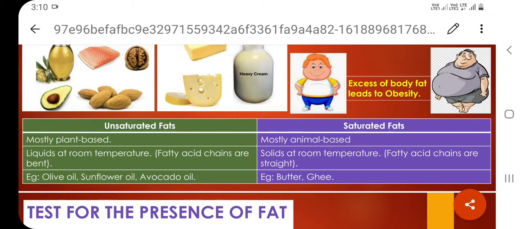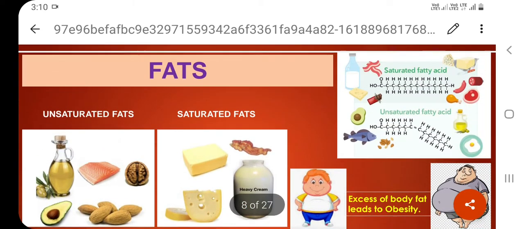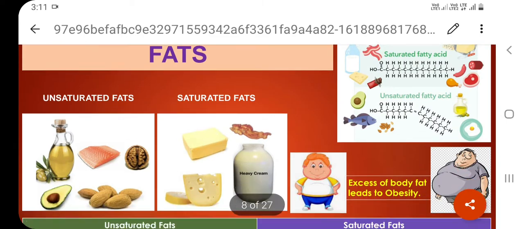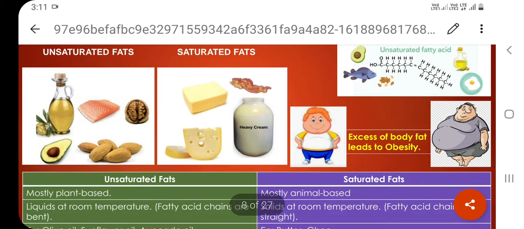They are liquid at room temperature, and the fatty acid chains are bent. Examples: olive oil, sunflower oil, avocado oil. If you see here, saturated fatty acids are on the side, and unsaturated fatty acids are bent. This chain is bent, but this chain is straight. It means they get into liquid form.